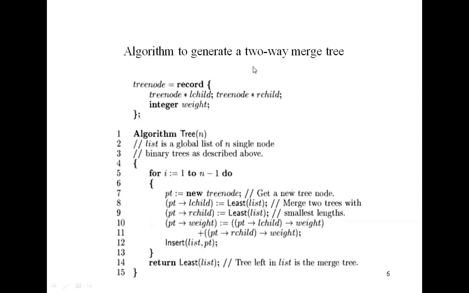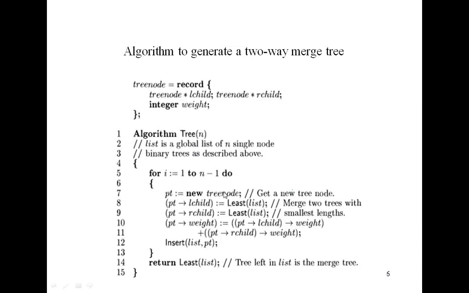So what is the algorithm to generate a two-way merge tree? We have a tree node record, just like a structure in our C language, with left child, right child. For each node, there is a left child and right child, and an integer weight. So the algorithm Tree with n number of files. List is a global list of n single nodes. So for i equal to 1 to n minus 1, n minus 1 times we are performing the for loop.